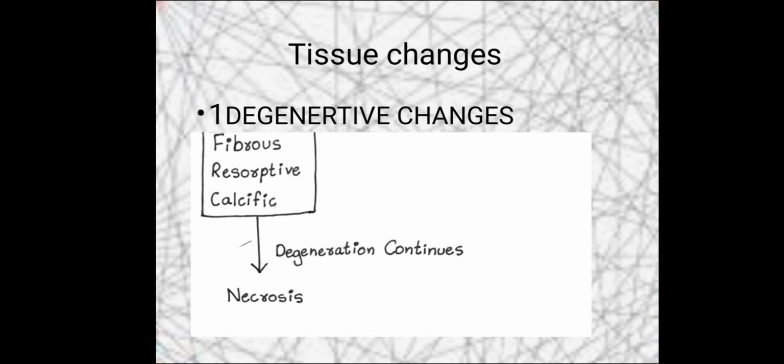Tissue changes. Tissue changes following inflammation are either degenerative or proliferative. So, starting with degenerative changes. Degenerative changes in pulp may be one of the following: fibrous, resorptive, and calcific. And if the degeneration still continues, then it would result in necrosis.